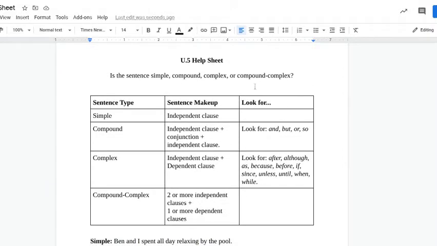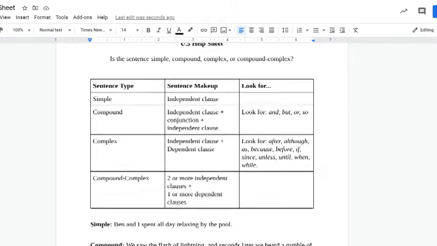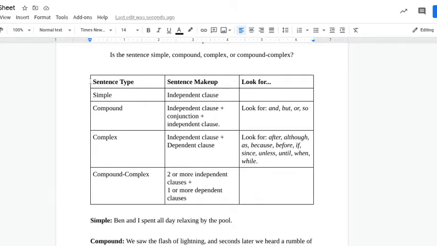Is the sentence simple, compound, complex, or compound-complex? All right. So I'm going to give you a little chart. It's right here. You should have access to this in the resources section of your IXL stuff.